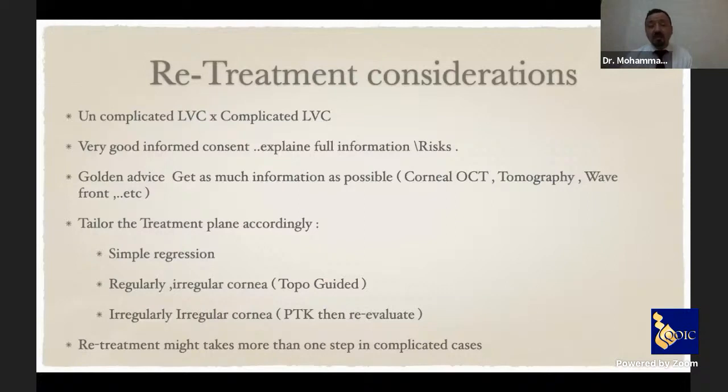If it is a regularly irregular cornea, we can consider in these cases a topo-guided approach. And if it is an irregular cornea, and this is most of the cases when we have a complicated laser vision correction or a severe complication, the approach here is based on doing phototherapeutic keratectomy as a first step, and then reevaluating and deciding what to do next.